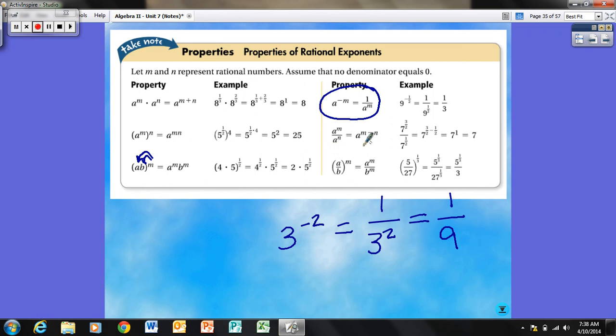When you're dividing with exponents, we subtract the exponents. And then finally, just like in multiplying, if you have a fraction inside parentheses raised to an exponent, that exponent goes to both the top number and the bottom number. So these are really basic properties of exponents. You really need to know them. You should have learned them in Algebra 1. However, if you didn't and you need more practice, please come and see me, and I'll give you more practice with properties of exponents.